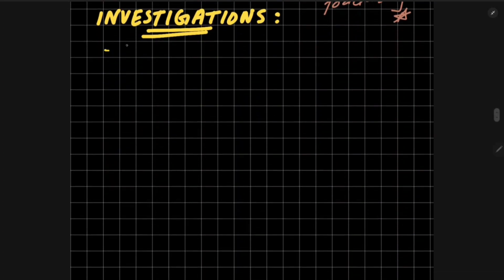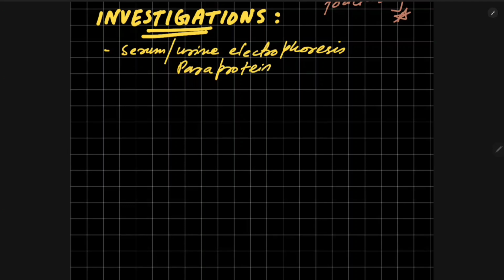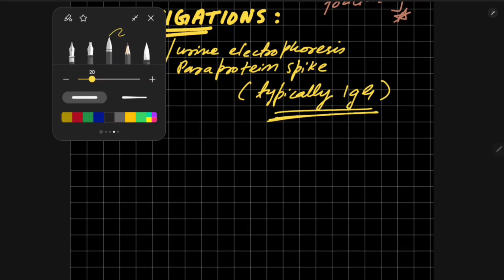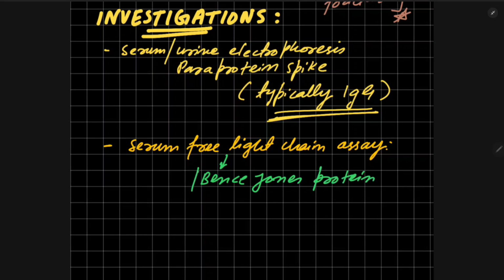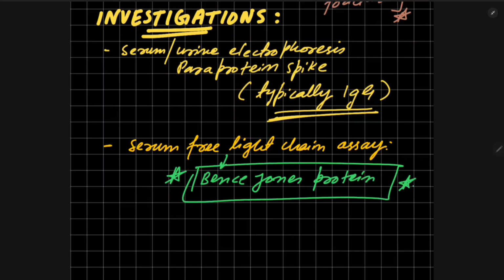Coming to the third segment, that's investigations of the disease. Investigations include serum or urine electrophoresis. When we do serum or urine electrophoresis, what we find is a paraprotein spike, and that paraprotein spike is typically IgG. The second investigation we do in these patients is serum free light chain assay, and we find a characteristic thing of the disease that is known as Bence-Jones proteins. Bence-Jones proteins. Remember this.